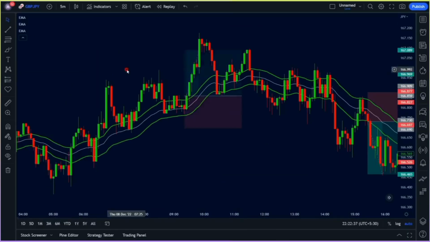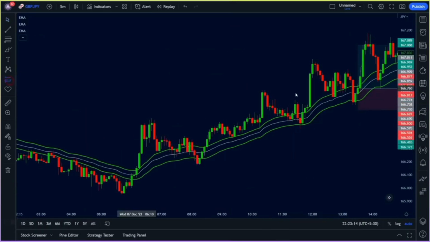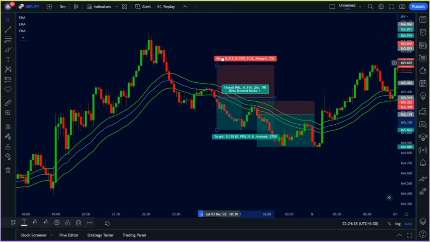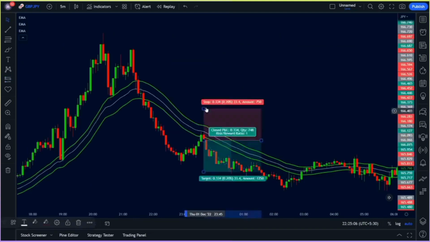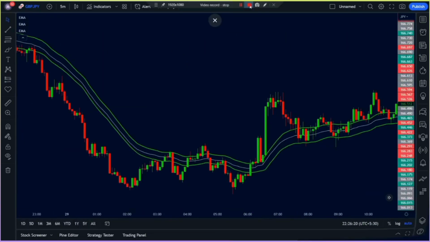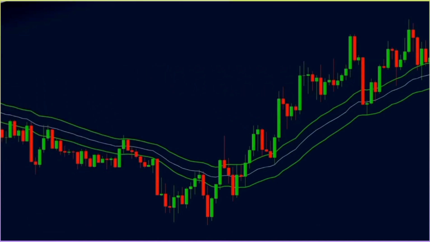I tested this strategy 50 times. You can gain 60% of your account balance in just 30 days. In other words, if you have $1,000 in your account, you can make at least $600 using just one currency pair. The best part of this strategy is you have to risk only 2% per trade.